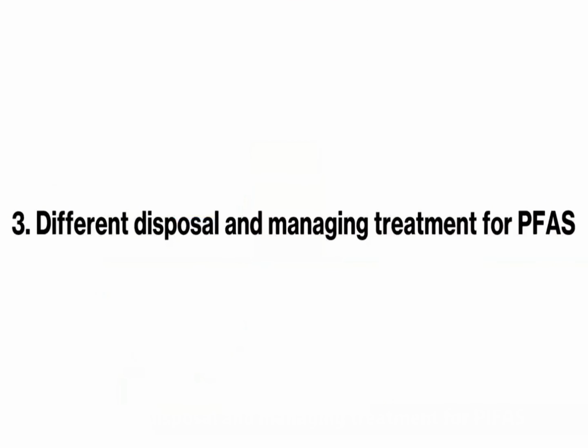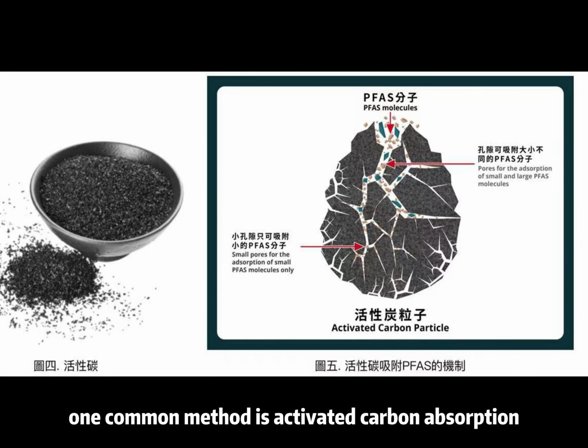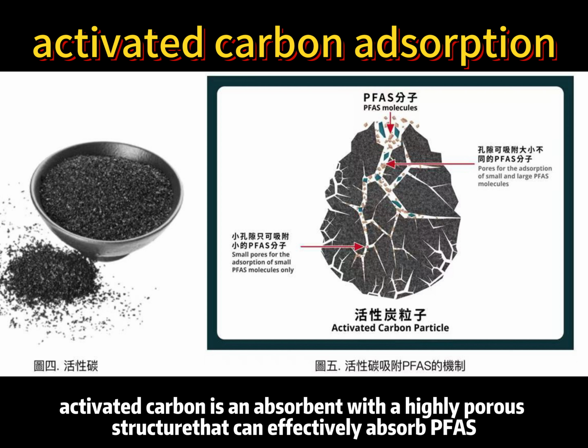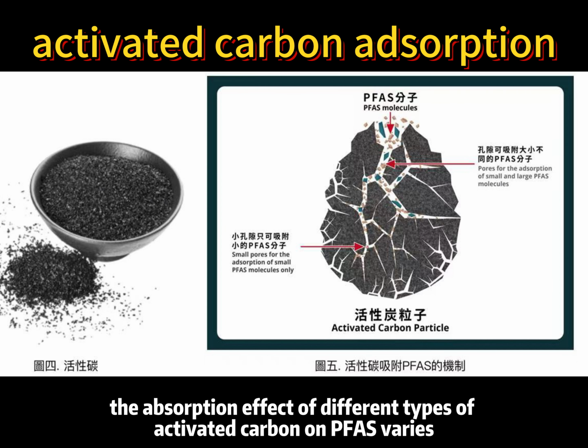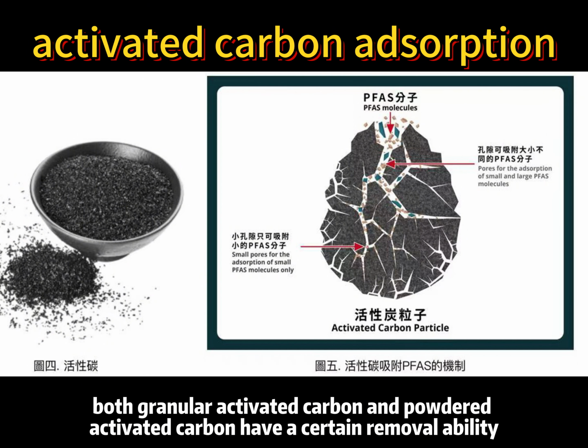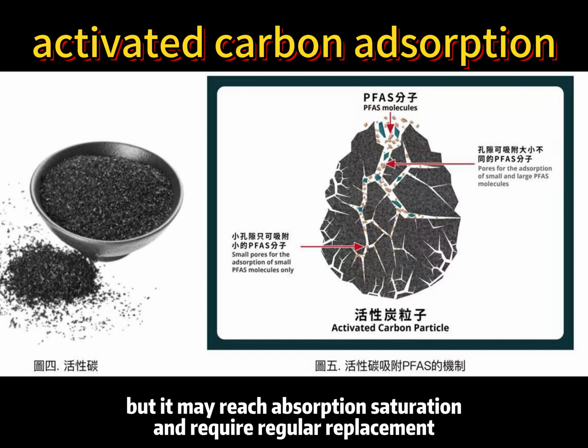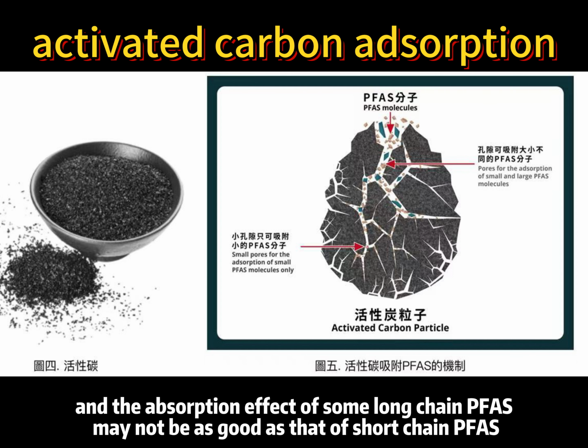Different disposal and managing treatment for PFAS. One common method is activated carbon adsorption. Activated carbon is an adsorbent with a highly porous structure that can effectively adsorb PFAS. The adsorption effect of different types of activated carbon on PFAS varies. Both granular activated carbon and powdered activated carbon have a certain removal ability. The advantages are relatively low cost and easy availability, but it may reach adsorption saturation and require regular replacement, and the adsorption effect of some long-chain PFAS may not be as good as that of short-chain PFAS.